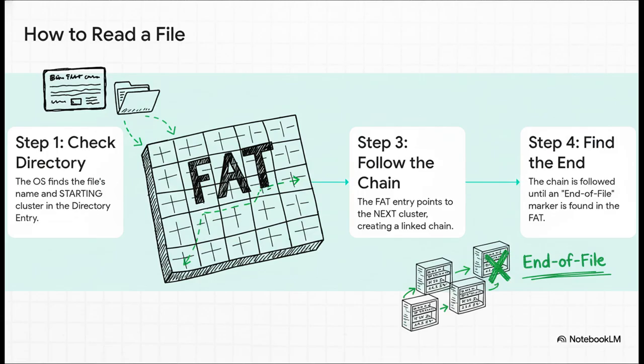That's the directory entry, to find the starting shelf. Got it? Then it goes over to the master map, the FAT, and looks up that shelf number. The map basically says, all right, the next piece of this file is over on that shelf way over there. And the computer just follows this chain, hopping from shelf to shelf until the map finally says, whoa, stop, that's it, you've reached the end of the file.